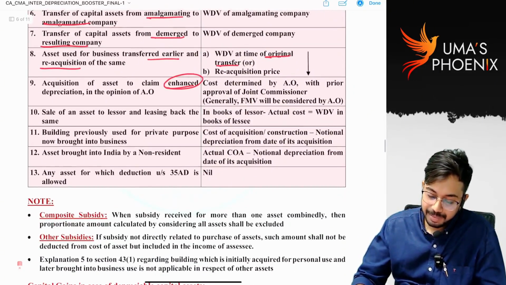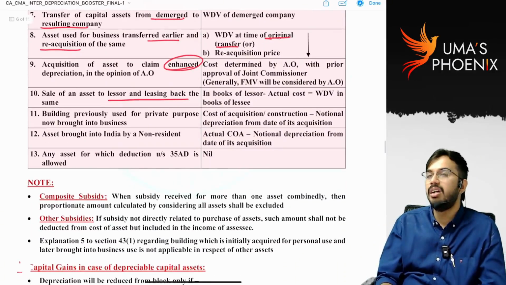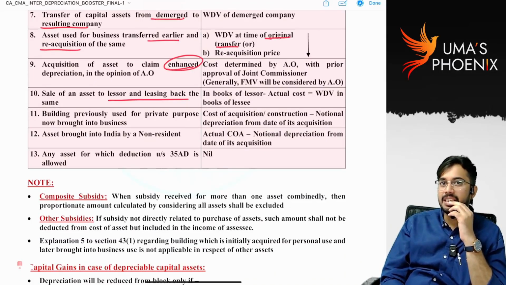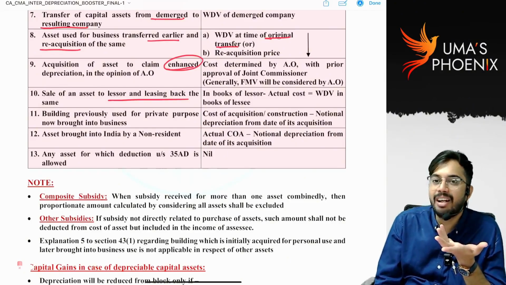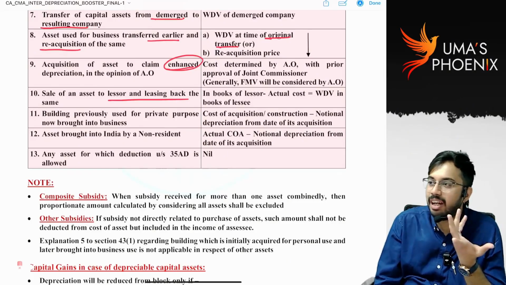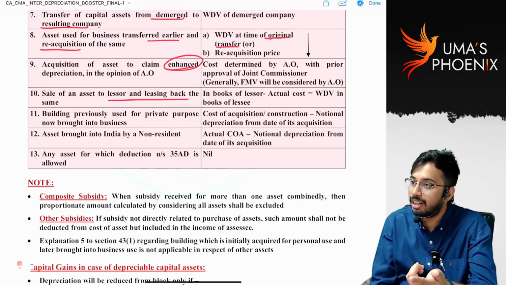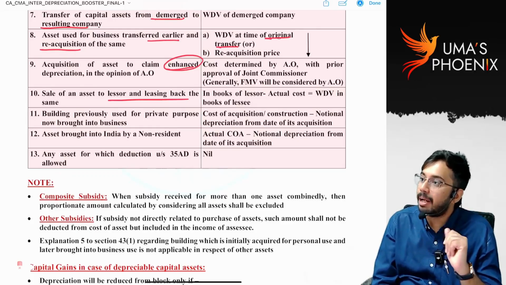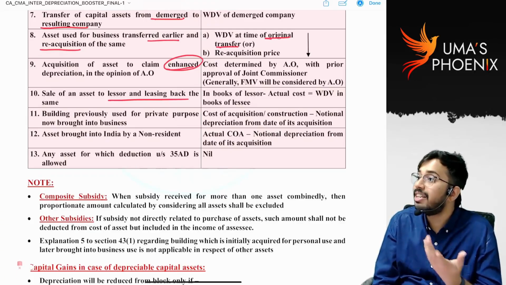Now, sale of an asset to a lessor and leasing back the same. Now, I have a building. Building worth is 10 lakhs. Rate of depreciation for building is 10% only. I will claim only 1 lakh as expenditure. Very cheap. Now, what will I do? I will sell my building to Kaushik. The same building I will take on lease for 50,000 per month. 50,000 into 12, 6 lakh rupees.